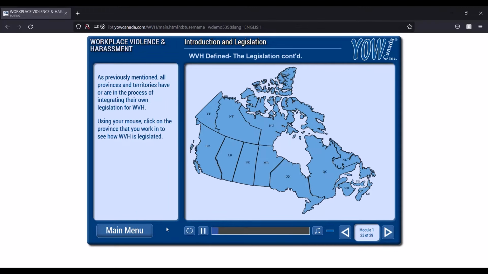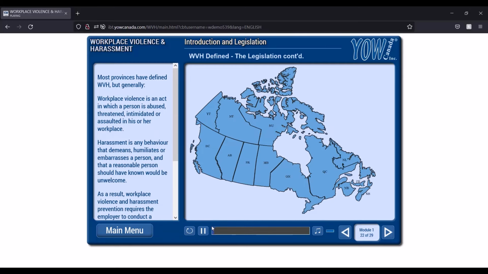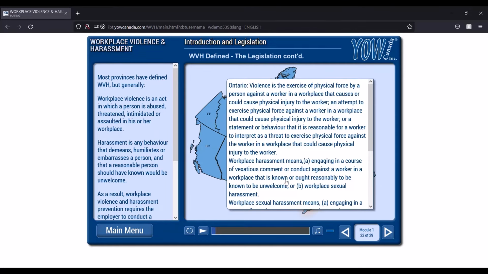As previously mentioned, all provinces and territories have or are in the process of integrating their own legislation. Most provinces have... Ontario. Violence is the exercise of physical force by a person against a worker in a workplace that causes or could cause physical injury to the worker.